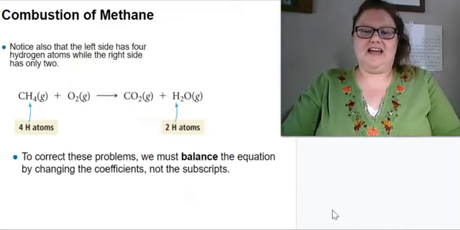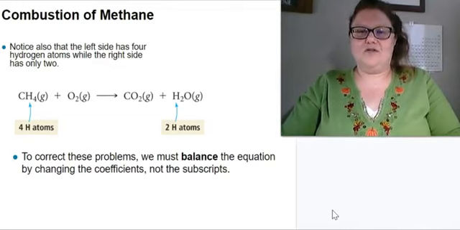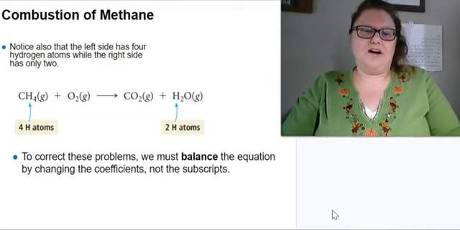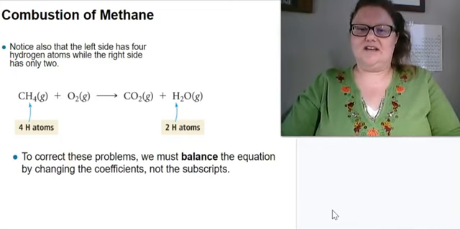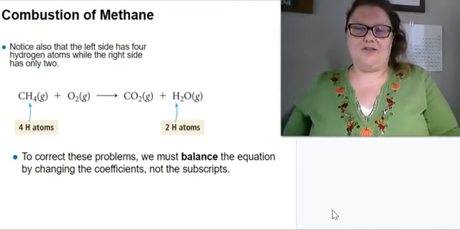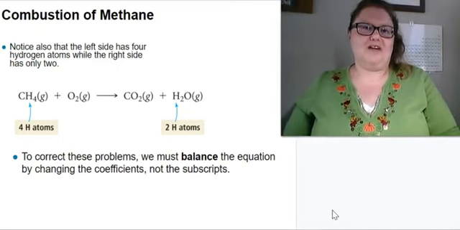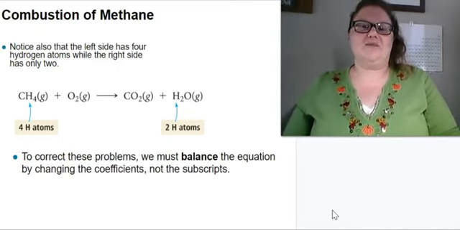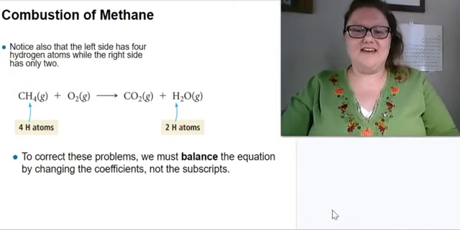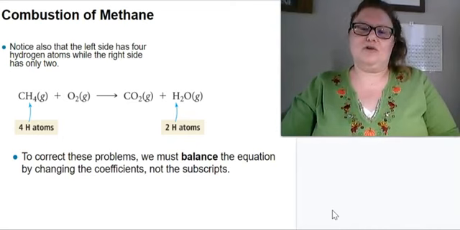Okay. If we look at the hydrogen, this is also not possible. We have 4 hydrogen atoms on the left side of the reaction and only 2 on the right. So where did those 2 other hydrogens go? You can't make matter disappear. It has to be accounted for. And so what we have to do in this case is balance this chemical equation.